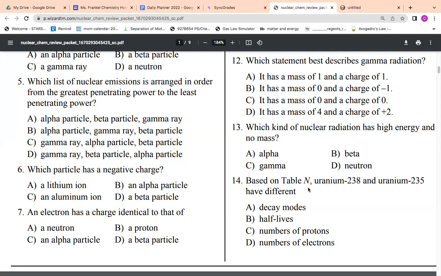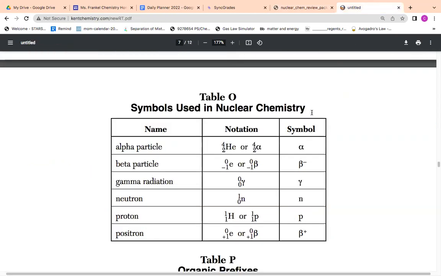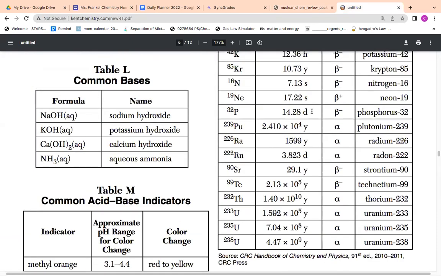Based on table N, uranium-238 and uranium-235 have different what? So let's go over to table N. And I can see here, let me get the pen. So we are comparing these two. Okay. So the decay modes are the same.